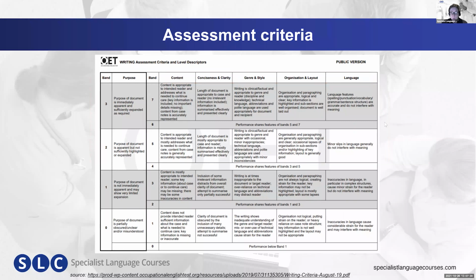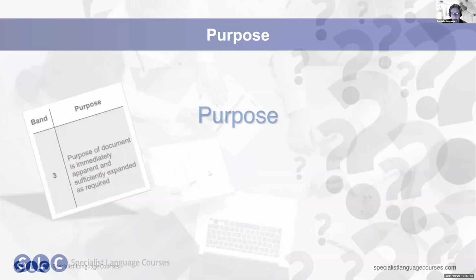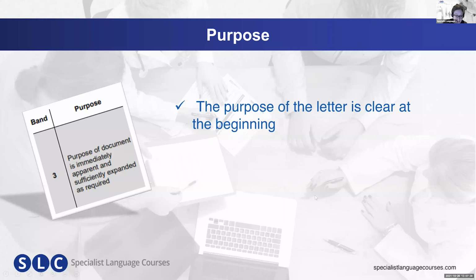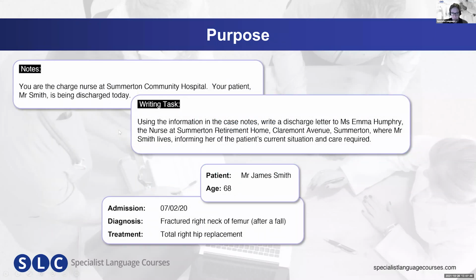So let's look at what these criteria actually mean. For purpose, you need to make sure that the purpose of the letter is clear at the beginning and that the details are expanded later. So when you find your writing task and you've read through the case notes, there are a few things you need to do.